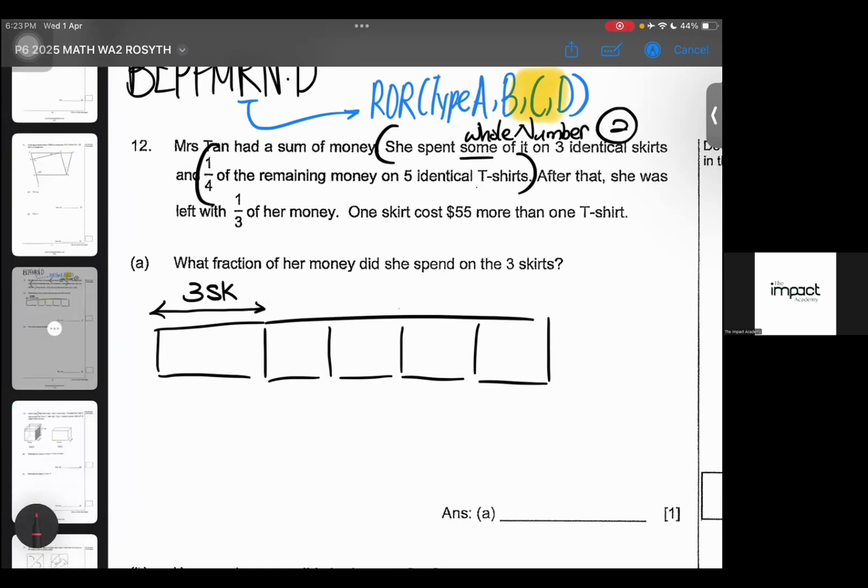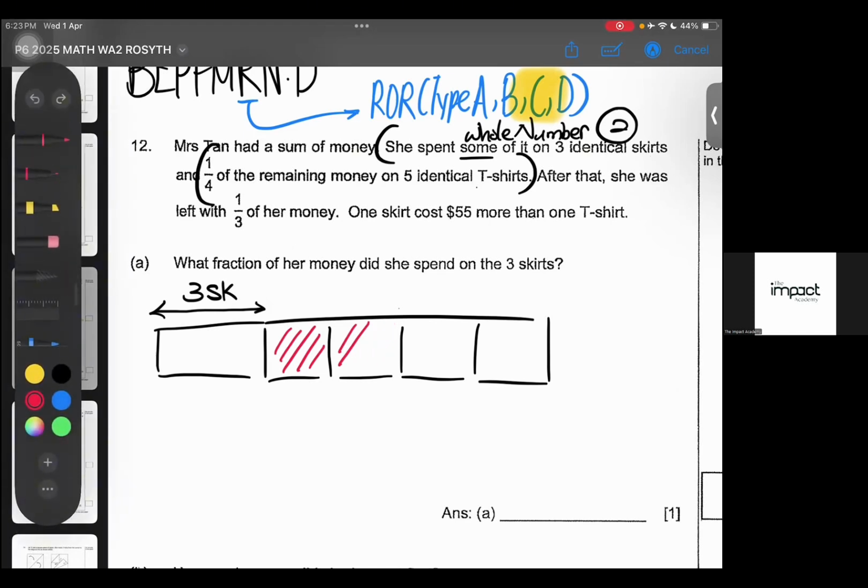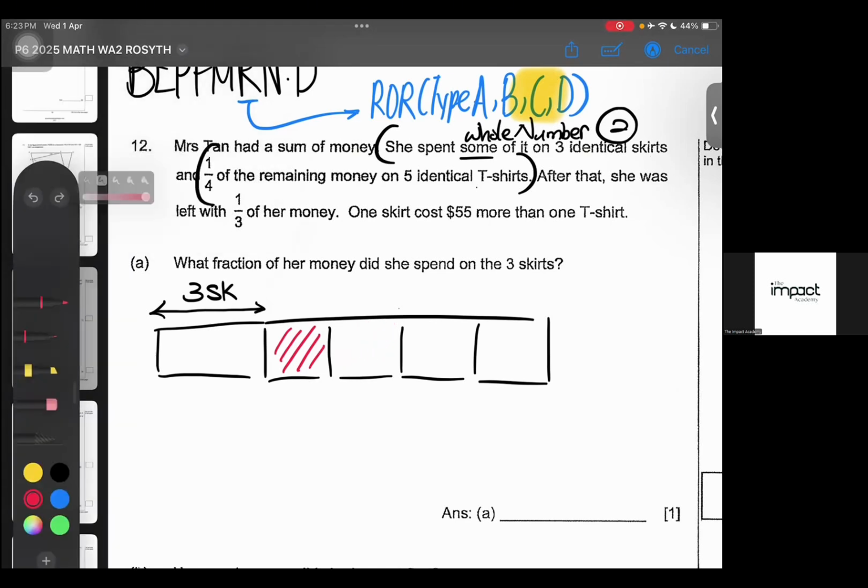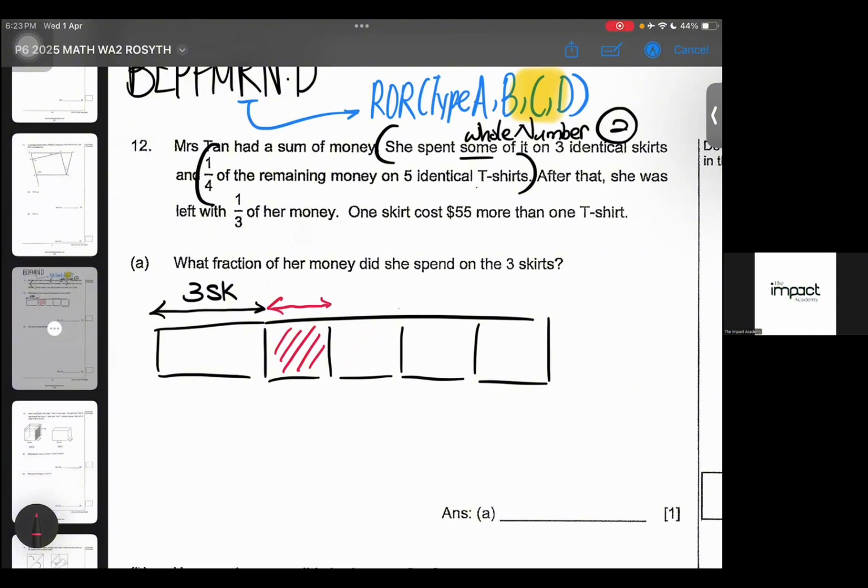1/4 of the remaining money on 5 identical T-shirts. So 1/4 means you only shade one unit. On 5 identical T-shirts. So 5 Ts. Make sense?